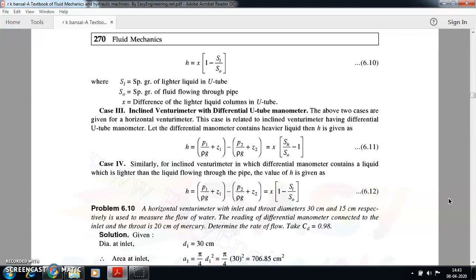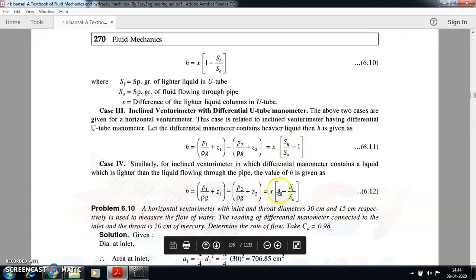I'll get two cases. One case, the manometer liquid is heavier. The other case, the manometer liquid is lighter. So if the manometer liquid is heavier, then this is the formula. This is case 3. But here, see the difference in pressure head, your Z1 and Z2 will not get cancelled. It is (P1 by rho g plus Z1) minus (P2 by rho g plus Z2). See, in the previous case, when it was horizontal, Z1 and Z2 got cancelled, but that will not get cancelled. That is equal to x into (specific gravity ratio minus 1).